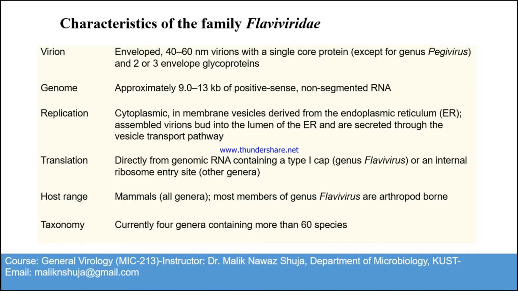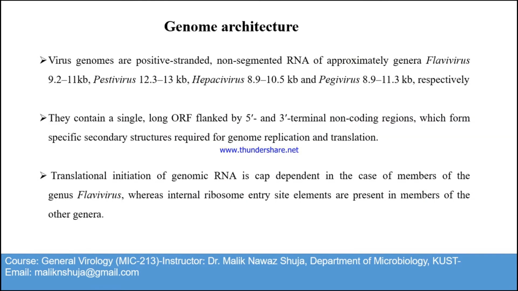These are the general characteristics of family Flaviviridae. If we are talking about the genome architecture, virus genomes of the family Flaviviridae are single-stranded positive-sense non-segmented RNA of approximately 9 to 11 or 13 kb. For flavivirus, the genome size is around 9.2 kb to 11 kb, pestivirus 12.3 to 13 kb, hepacivirus 8.9 kb to 10.5 kb, and pegivirus 8.9 to 11.3 kb respectively.